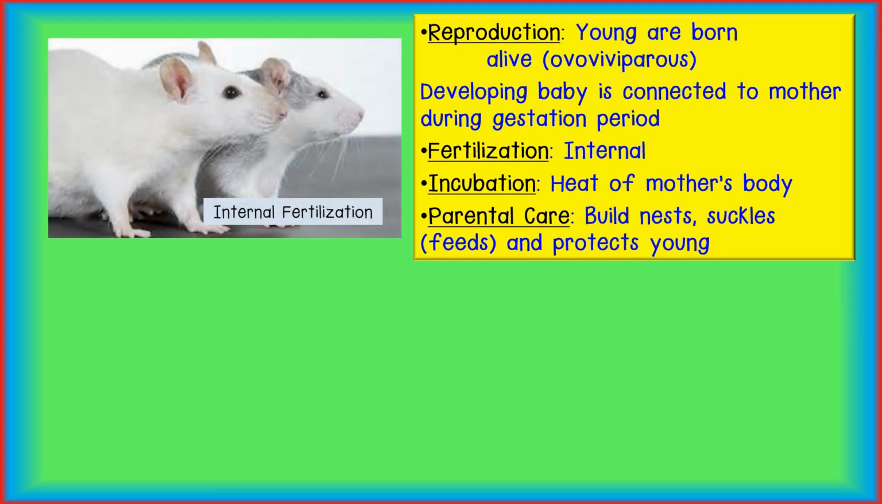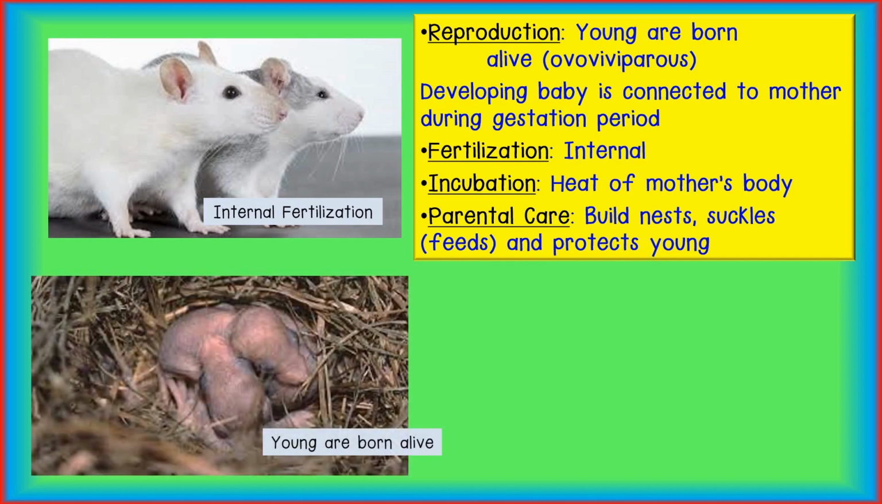Mouse reproduction involves internal fertilization. The young develop inside the mother's body and are connected to the mother throughout the gestation period. The babies are born alive. This is called ovoviviparous reproduction.